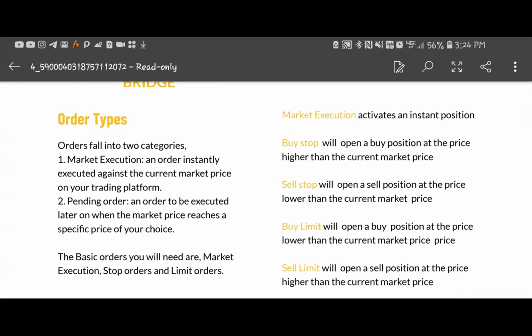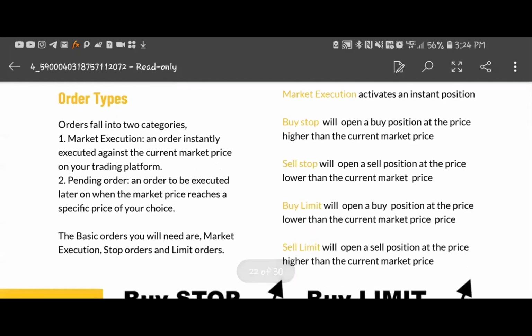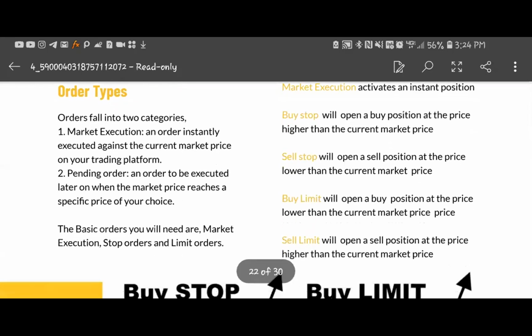All right, so let me move on to buy limits and sell limits, right? So buy limit is when you open a buy position at a price lower than the current market price. Now, a buy limit is where you place a buy order at a specific price below current price. Remember that buy stop is placed above current price, right? But buy limit is placed below current price.